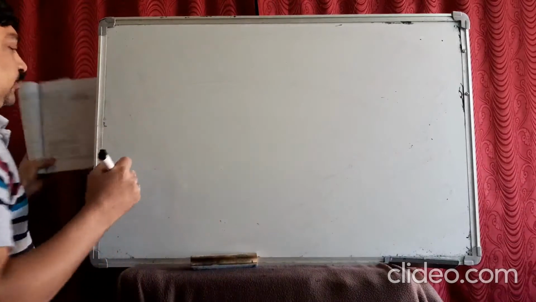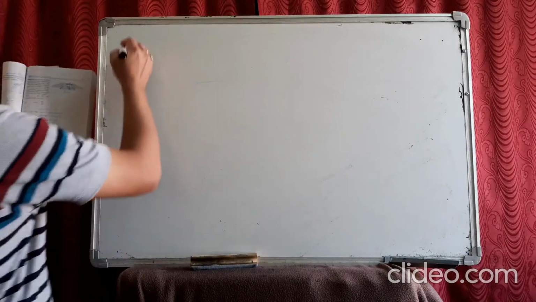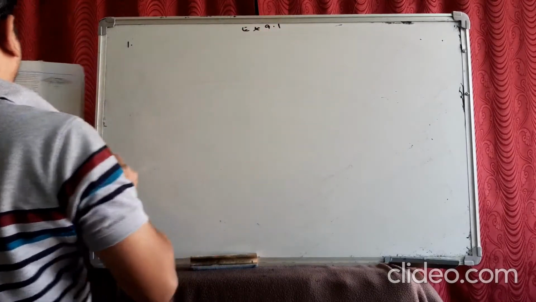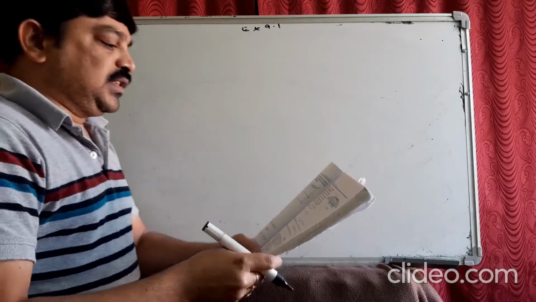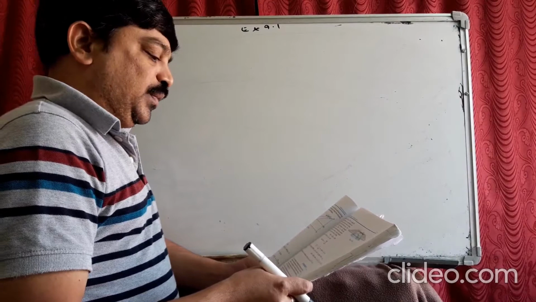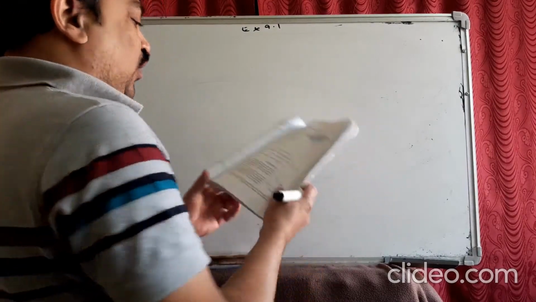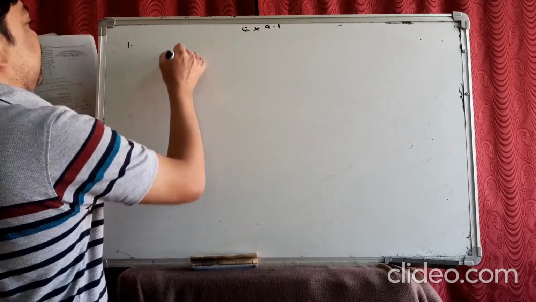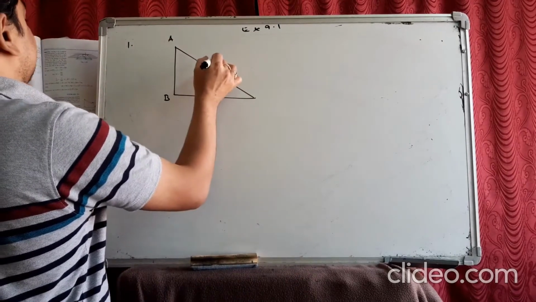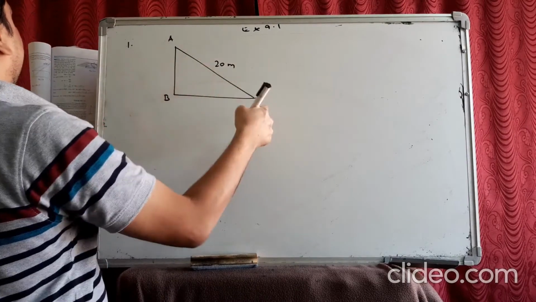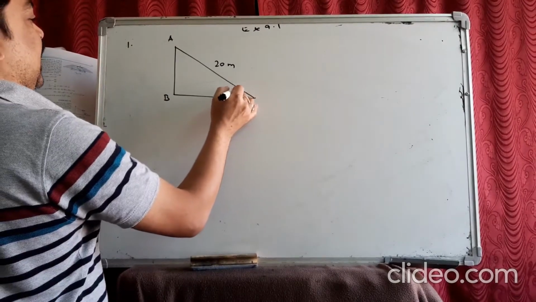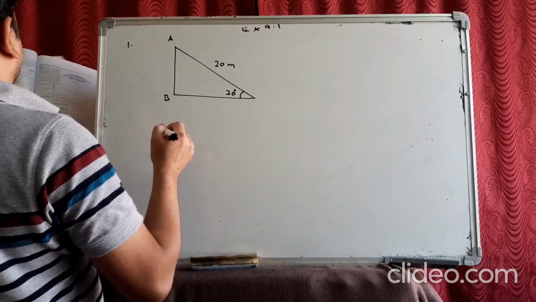Now look here. Exercise 9.1. First one. A circus artist is climbing a 20-meter rope which is tightly stretched and tied from the top of a vertical pole to the ground. Find the height of the pole. Here the figure is given directly. Here is the pole, and this is the 20-meter rope tied to the ground. Find the height of the pole if the rope makes an angle of elevation of 30 degrees.